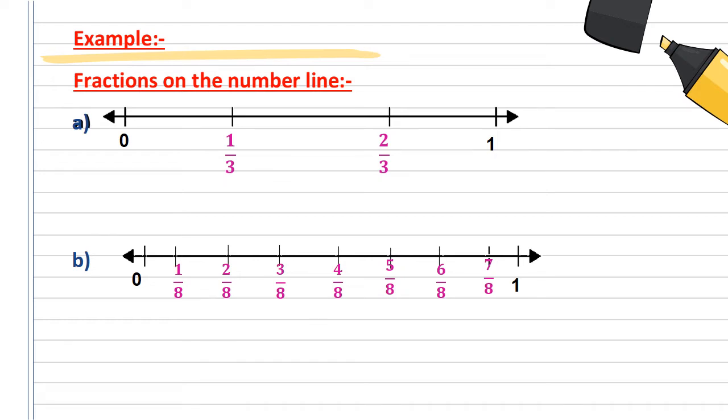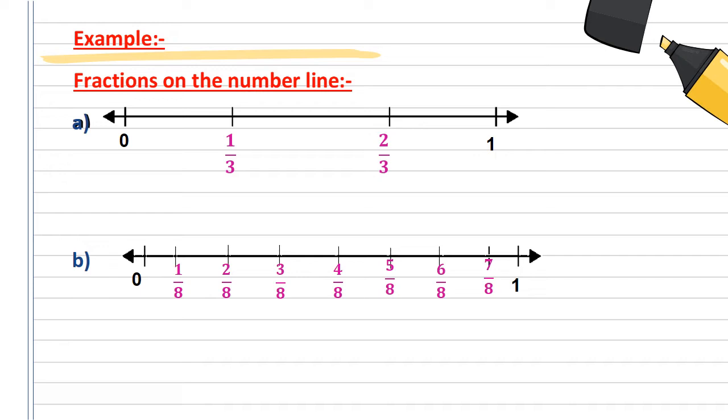Okay, Primary 3, look here to our solved example. How can I put a fraction on a number line? Look here, 1 over 3 and 2 over 3 are smaller than 1, right? Because 1 here means 3 over 3. How can I put this fraction on the number line?